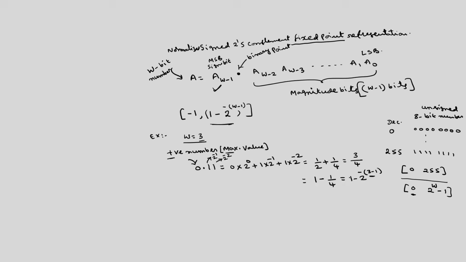So, this is in the form of w is equal to 3, which is 1 minus 2 raised to the power of minus of w minus 1. This is the maximum positive number in case of w is equal to 3. If I take another example, say w is equal to 4, what is the maximum positive number?